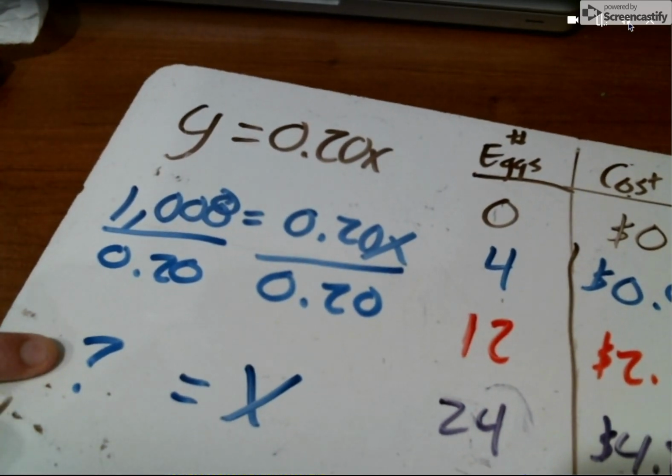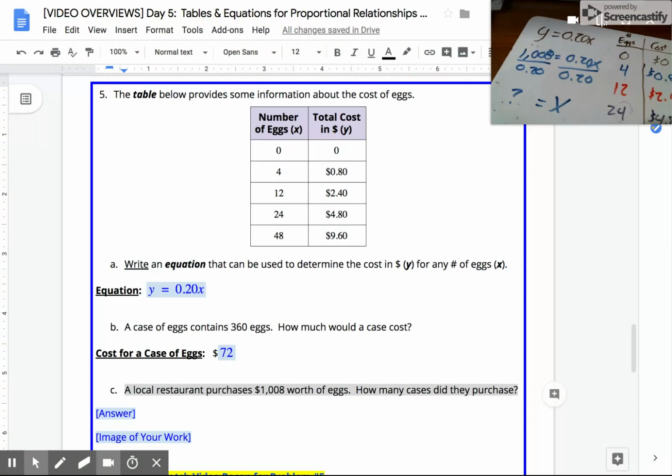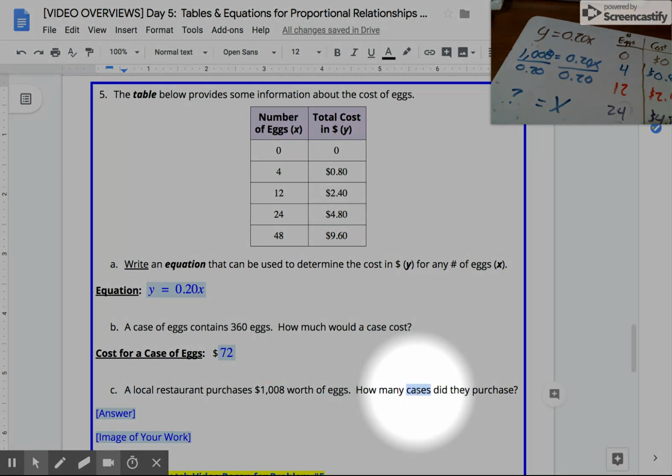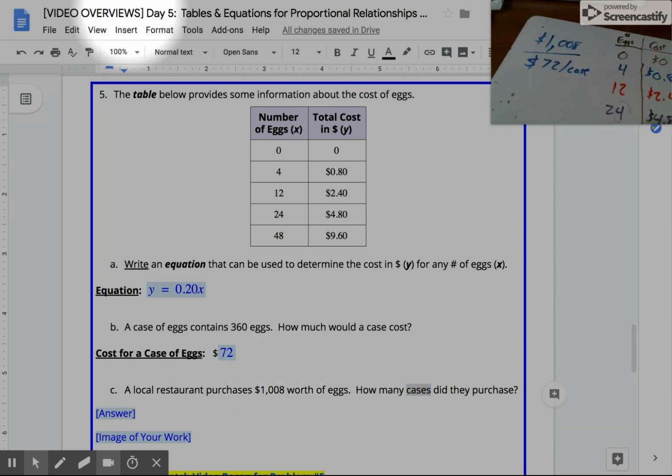But then you would still have to convert those number of eggs, because x again is telling us the number of eggs, to cases, because this problem asks us about cases. How many cases did they purchase? We see here, that's a really important part. How many cases? And we already know each case costs $72. So I'm just going to take the $1,008 and divide it by the $72 per case, and that'll tell me how many cases we actually need. So 1,008 divided by 72 equals 14. So it turns out 14 cases of eggs equals $1,008.